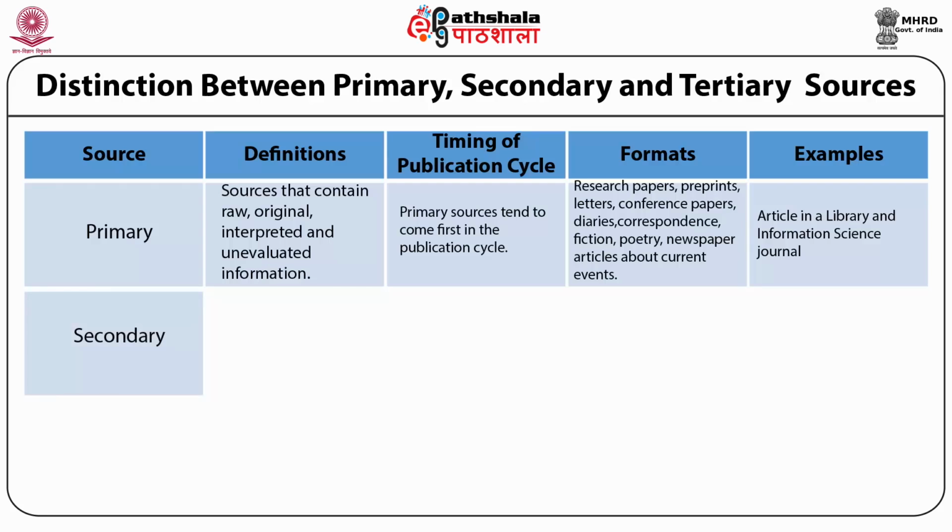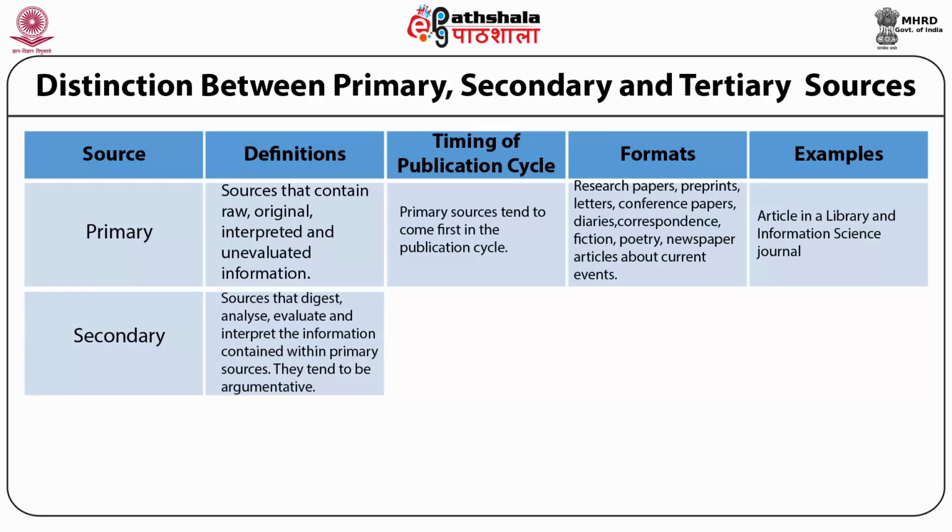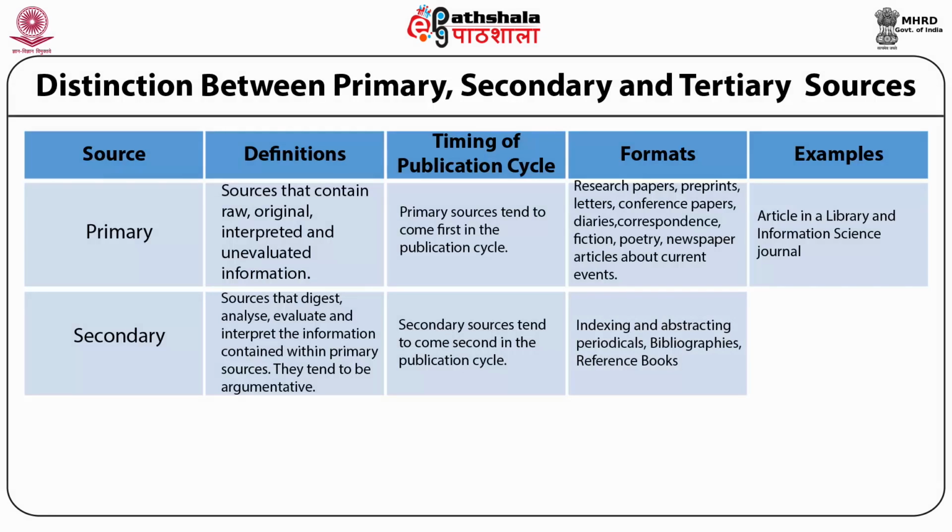Secondly, source secondary. Definition: secondary sources are those that digest, analyze, evaluate, and interpret the information contained within primary sources. They tend to be argumentative. Timing of publication cycle. Secondary sources tend to come second in the publication cycle. Format. The secondary sources are available in the form of indexing periodicals, abstracting periodicals, bibliographies, reference books, etc. Example: library and information science abstracts.